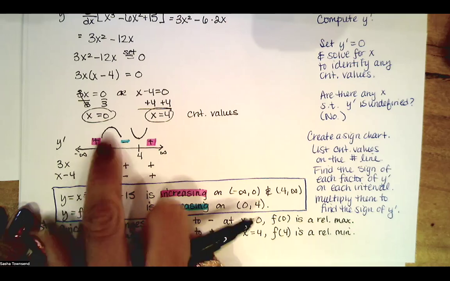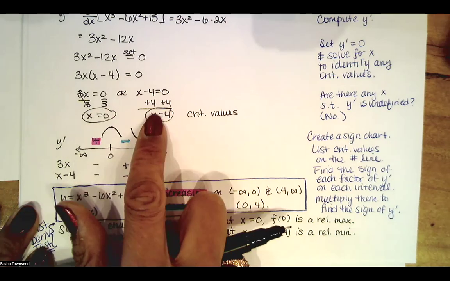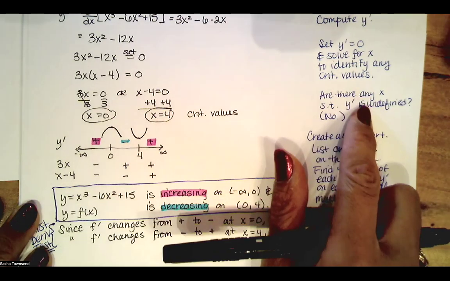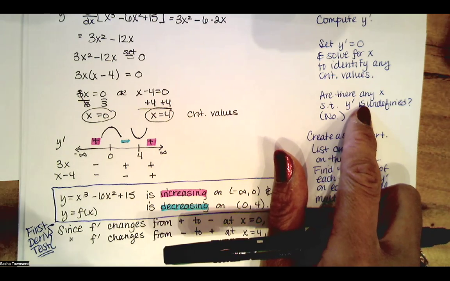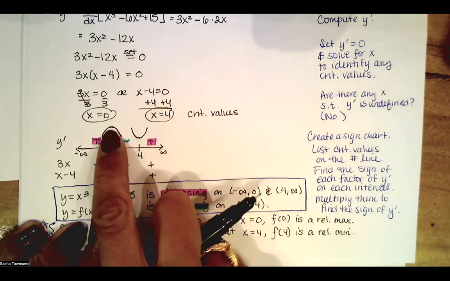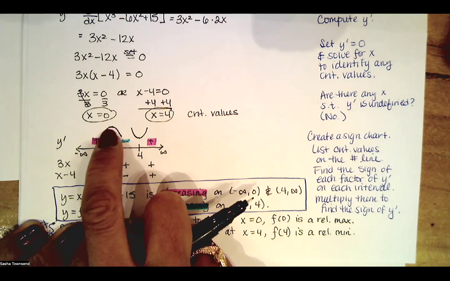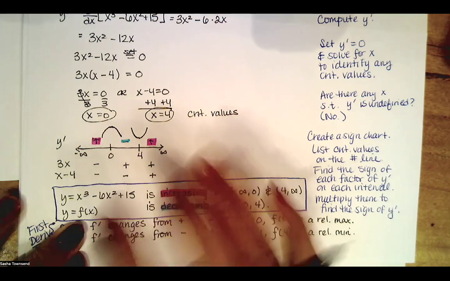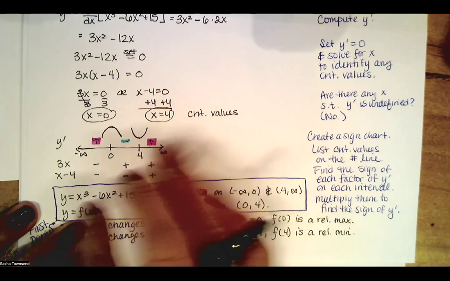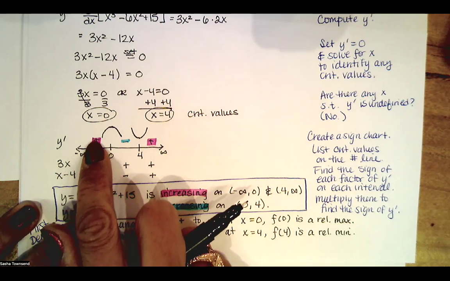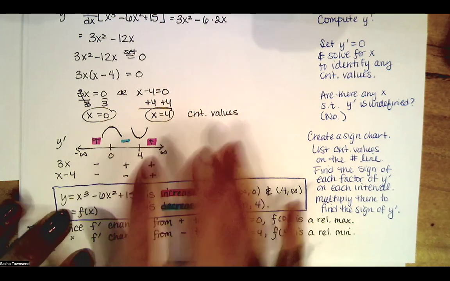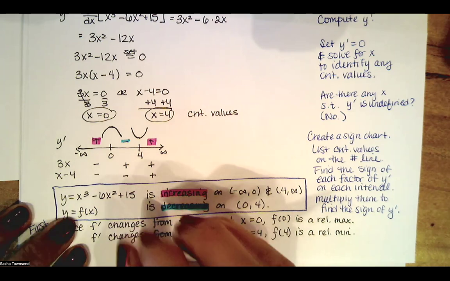And the picture would change if those x values corresponded to x values where the derivative was undefined. We wouldn't have these sort of tangent lines with a zero slope. Instead, we'd have a cusp or something that looks like that. But still, if the derivative changes signs, we get a relative min or a relative max.